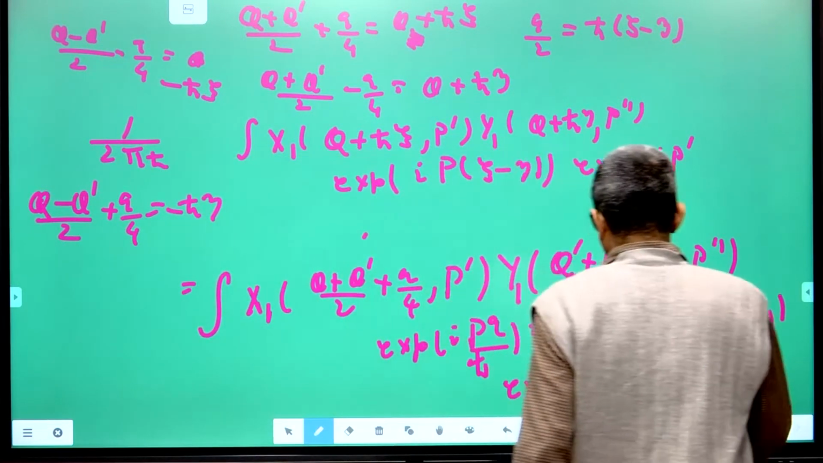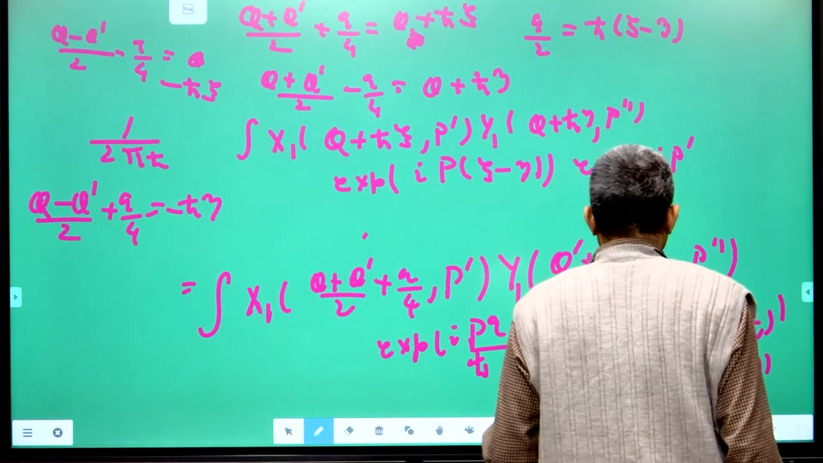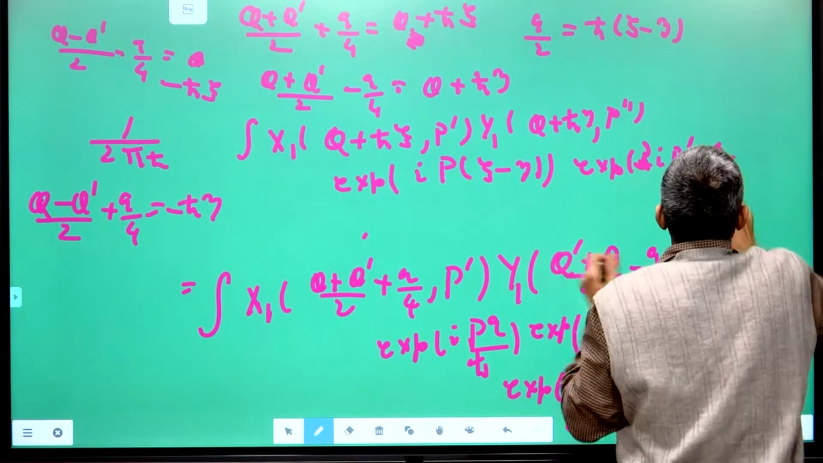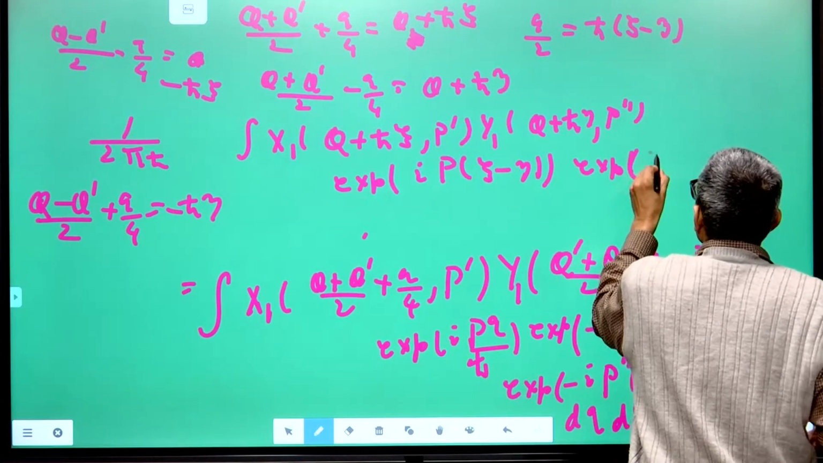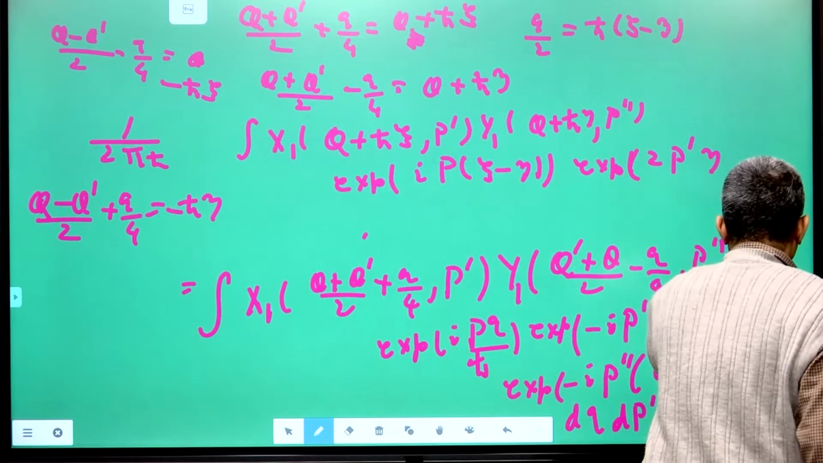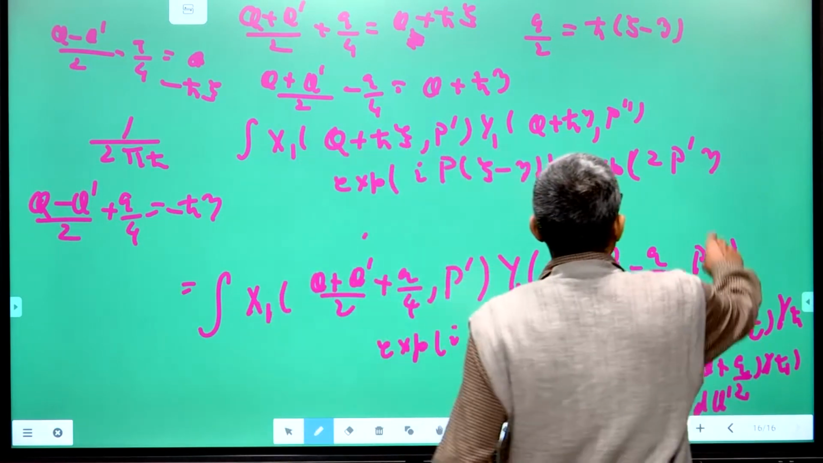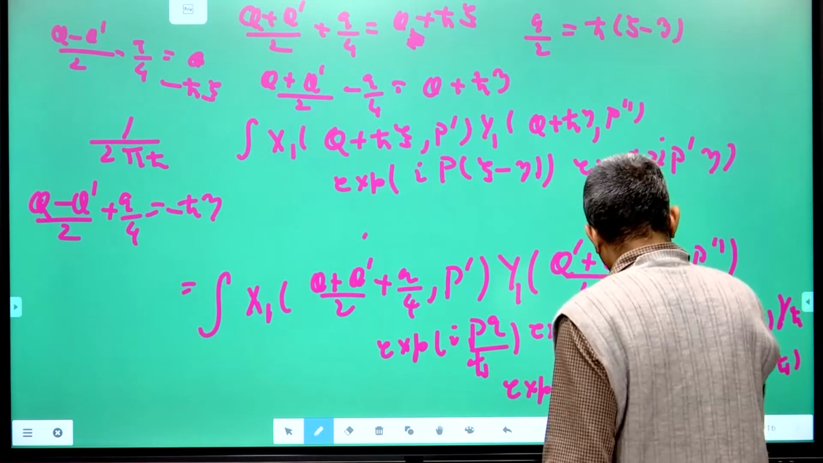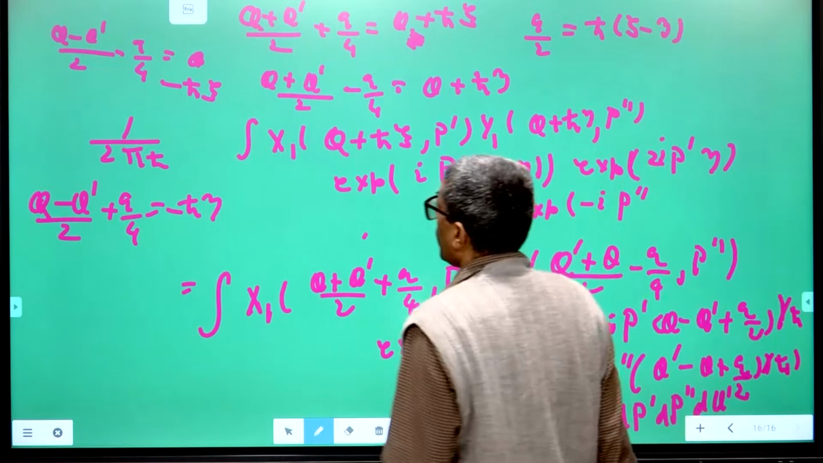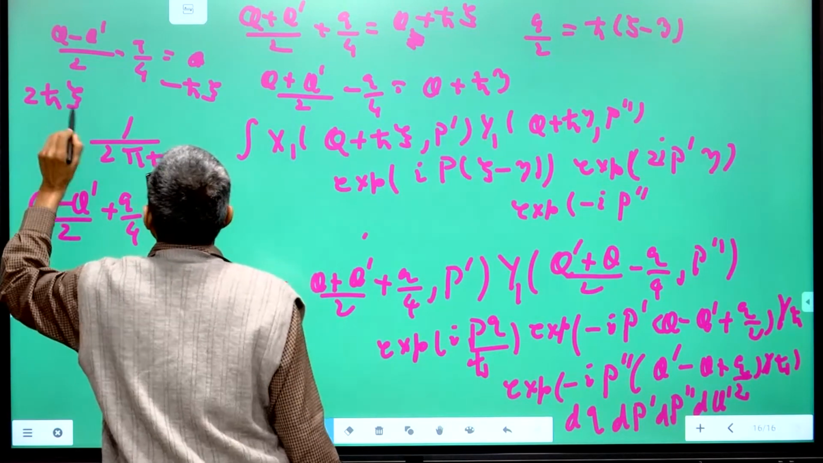So, if I plug these two things in this equation, I get exponential minus i p dash, q minus q dash plus q by 2, which is minus 2 h eta. So, this will give you 2 i p dash eta, because you are dividing by h cross here in this exponential. Then if you look at this term, that will give you exponential minus i p double dash, then q dash minus q plus q by 2 is equal to 2 h xi.